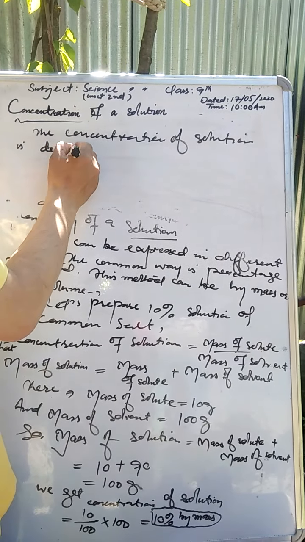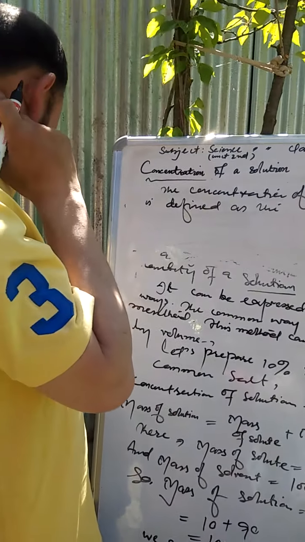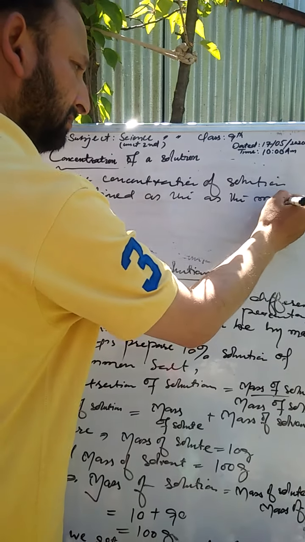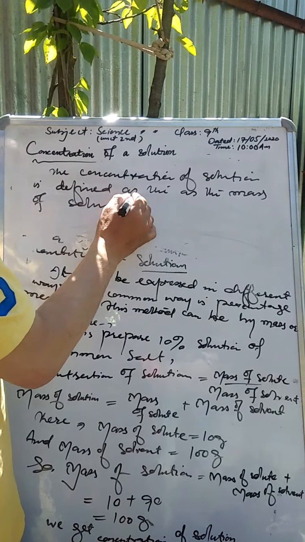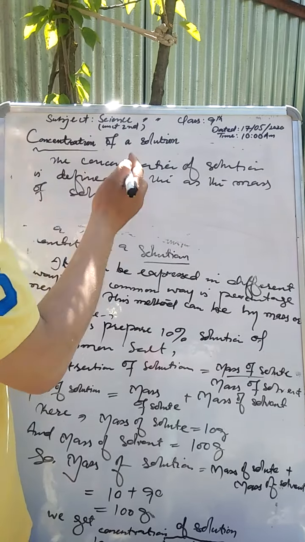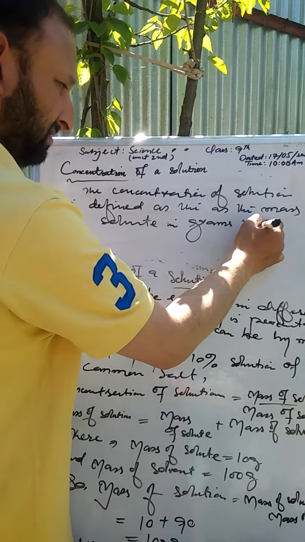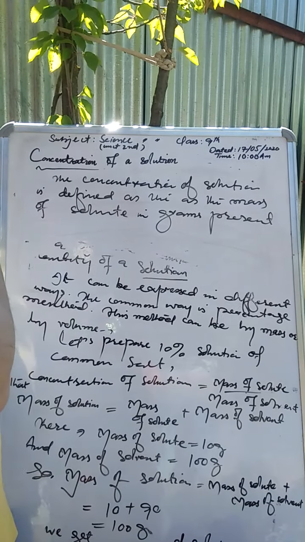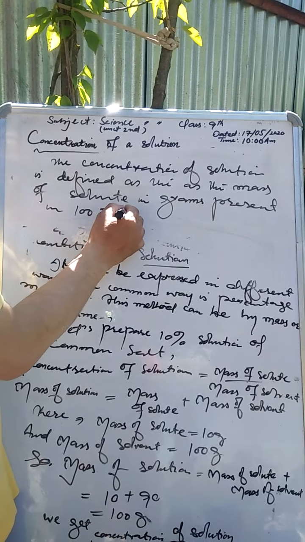So the concentration of a solution is the amount of solute present in a given quantity of solution. There is a formula that we can use for calculating the concentration of a solution in terms of mass percentage of solute. The concentration of solution is always equal to mass of solute divided by mass of solution and then multiplied by 100.